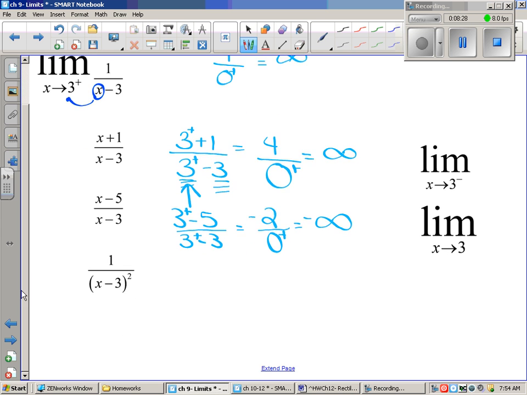All right, let's look at the next one. 1 over, and again, we would have 3 plus minus 3, but it's squared. Well, that doesn't change the fact that inside there would be 0 plus, and when we square it, guess what? It actually just got smaller, which there's no better way to express it than just to continue with the 0 plus, so this is just positive infinity.